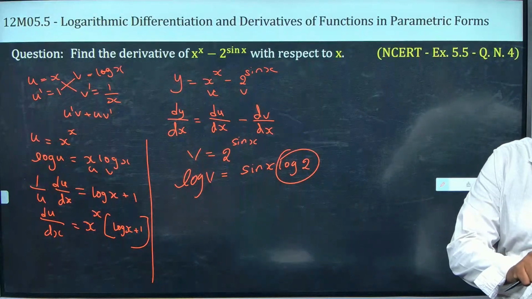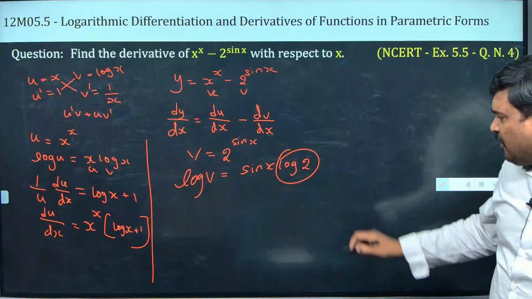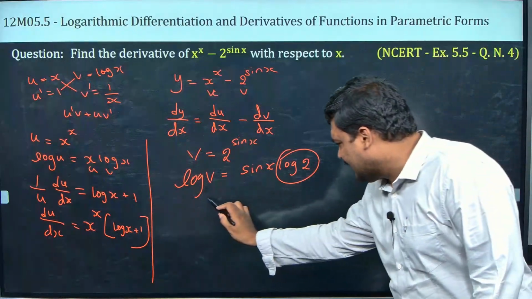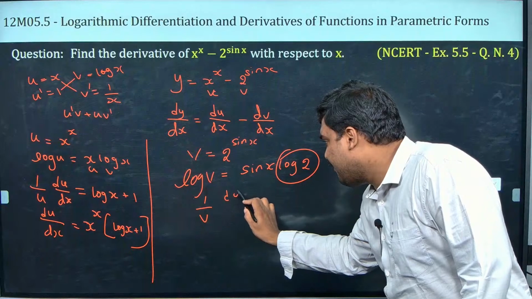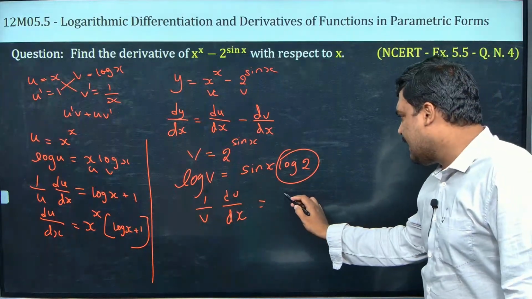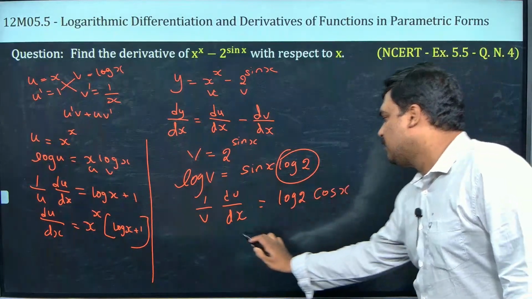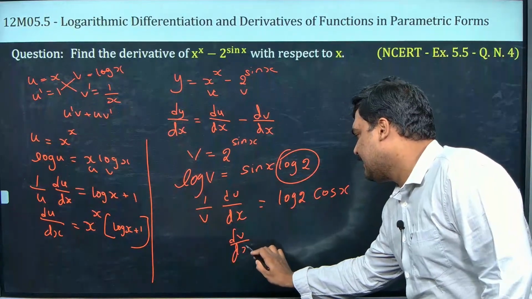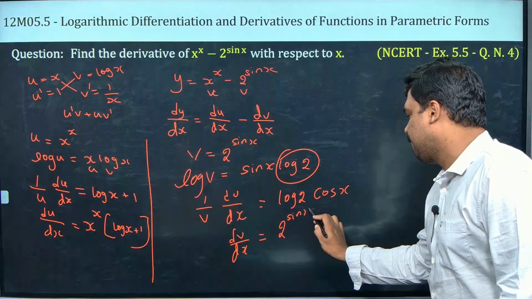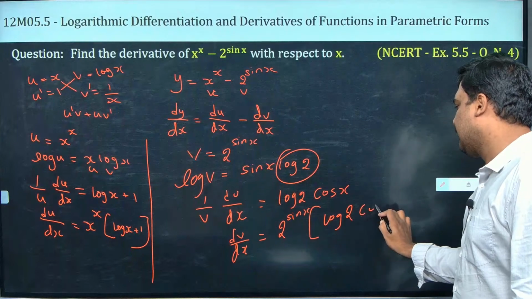You need not go for uv. If you go for uv also, the same answer will come, because log 2 is a constant, it's a coefficient of sin x. So let it be as it is. 1 by v dv by dx is equal to log 2 cos x. So dv by dx is equal to v, what is v? 2 power sin x, this v comes here, so it will be 2 power sin x into log 2 cos x.